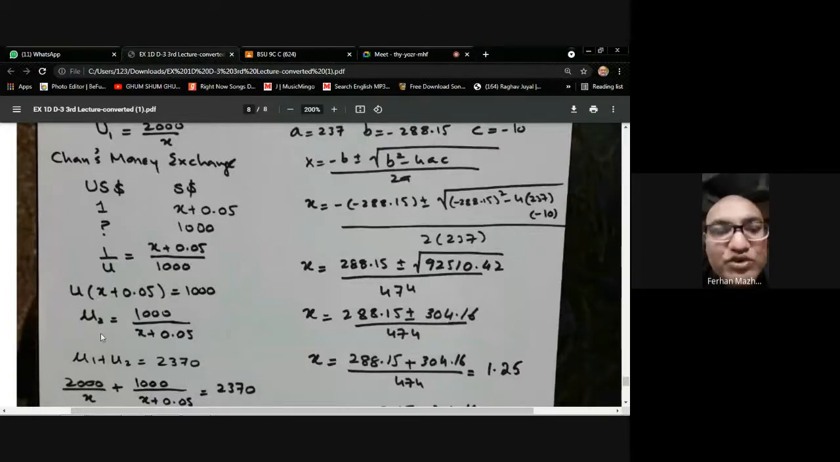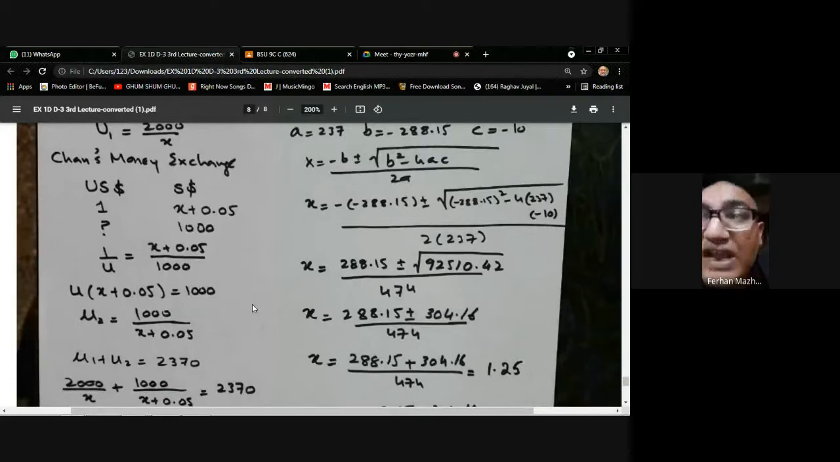I will call it U2, the amount she gets the second time, and I will take this bracket downstairs to the other side. So U2 equals 1000 divided by X plus 0.05. She says by these two exchanges, the total US dollar she gets is 2370. So U1 plus U2 equals 2,370 US dollars.